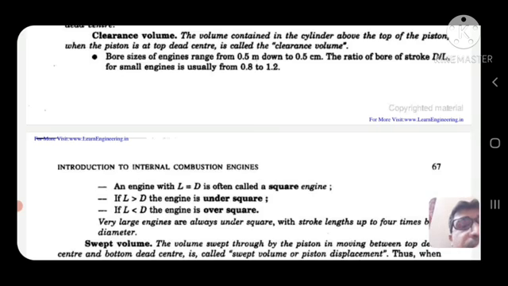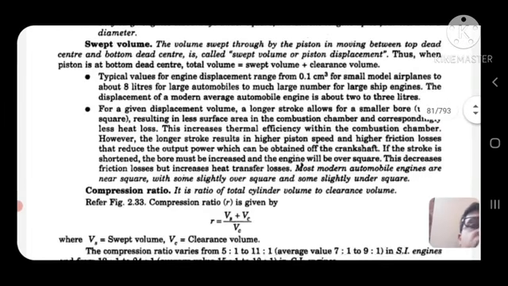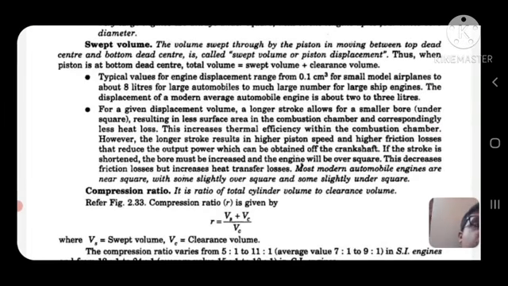An engine with L equal to D is often called a square engine. L greater than D, the engine is under square. L less than D, that is over square. Swept volume: the volume swept through by the piston in moving between top dead center and bottom dead center is called swept volume. Total volume is the swept volume plus clearance volume.